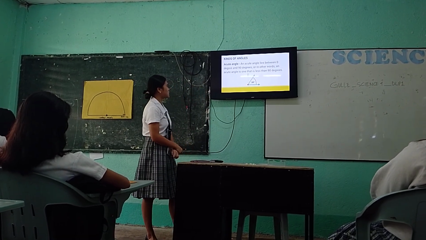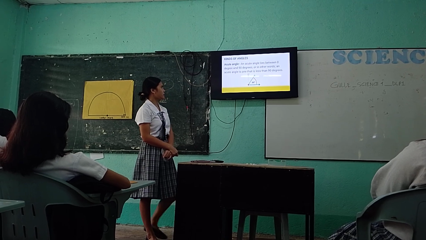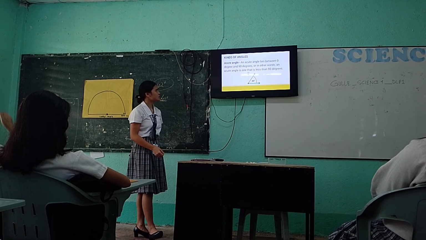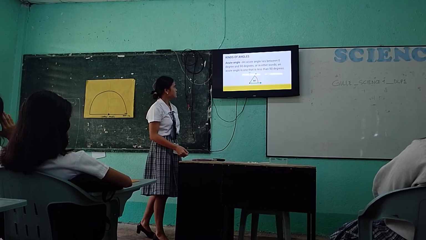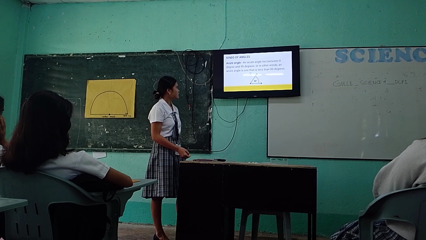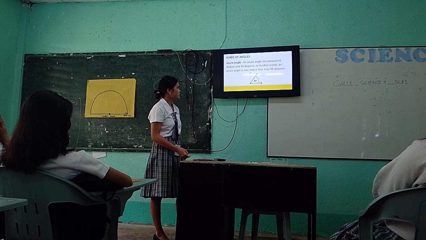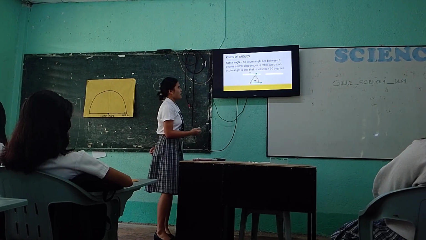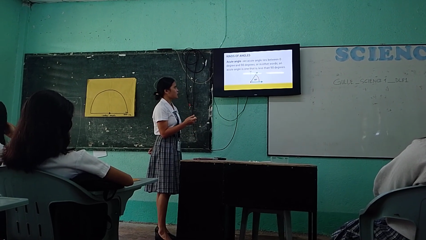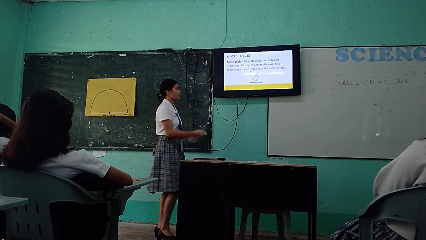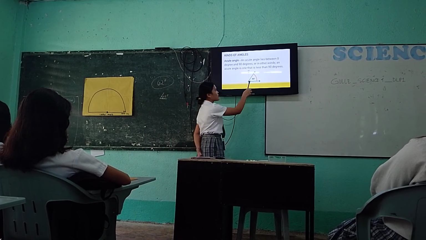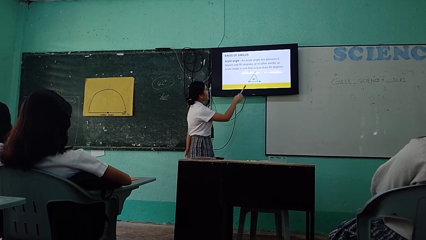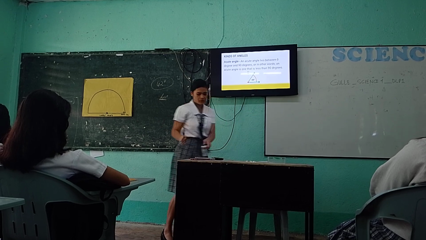Let's proceed to the kinds of angle. So everybody please read. Acute angle. An acute angle lies between 0 degree and 90 degrees. Or in other words, an acute angle is one that is less than 90 degrees. So when an angle measures less than 90 degree, it is called an acute angle. Say for example, here, the measurement of an angle is 55 degree. So it is called an acute angle because it is less than 90 degree.